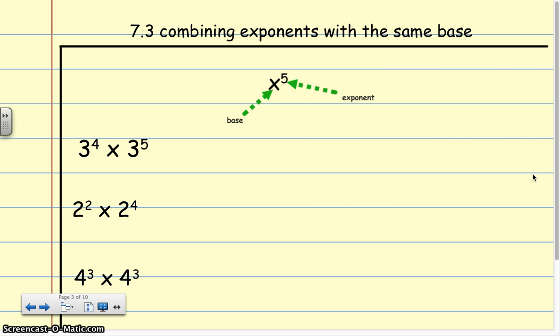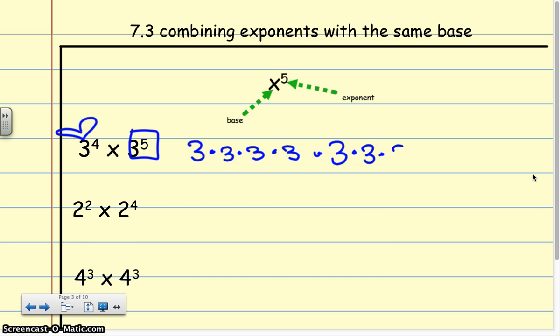So looking at this first example, what is our base? 3, that's the big number. This is really saying 3 times 3 times 3 times 3. I have 4 3's times 3 to the 5th. So now I have 5 more 3's. Times 3 times 3 times 3 times 3 times 3. That's what this is really saying. Which is 3 to the how many 3's? 1, 2, 3, 4, 5, 6, 7, 8, 9. I have 3 to the 9. Okay?